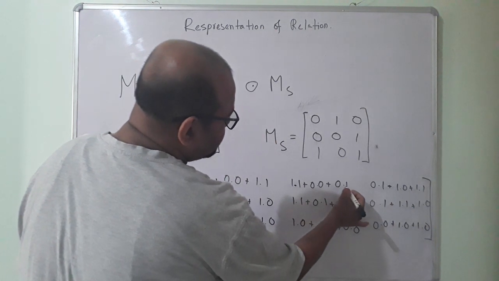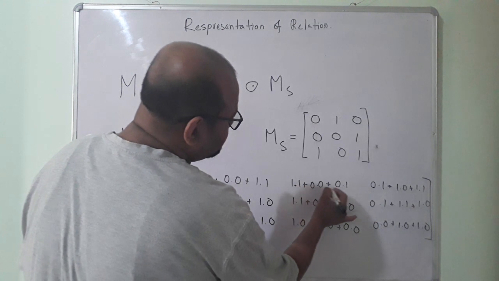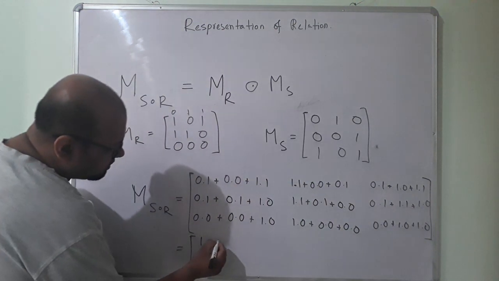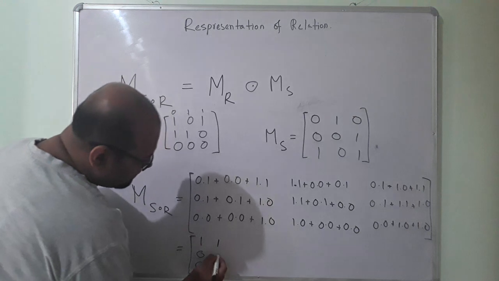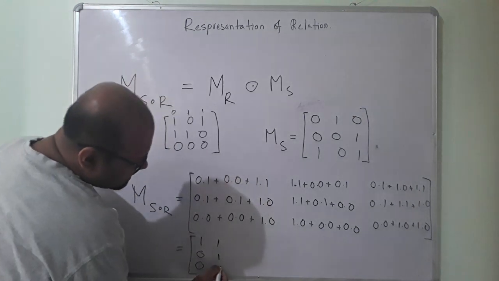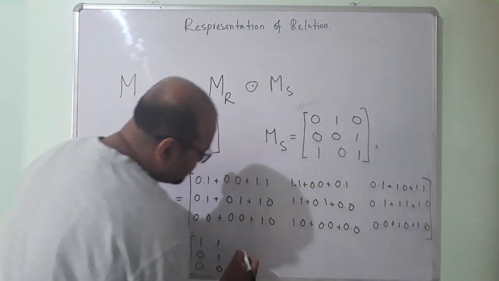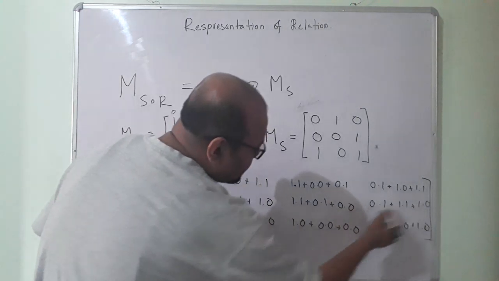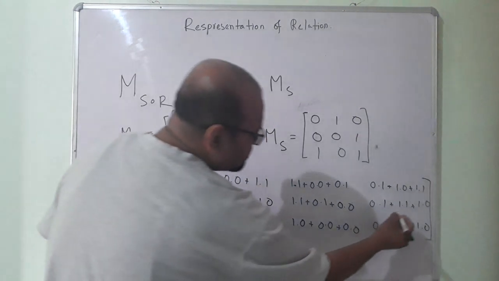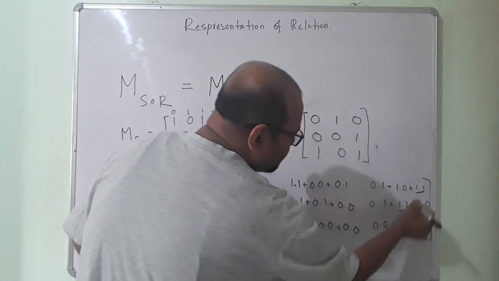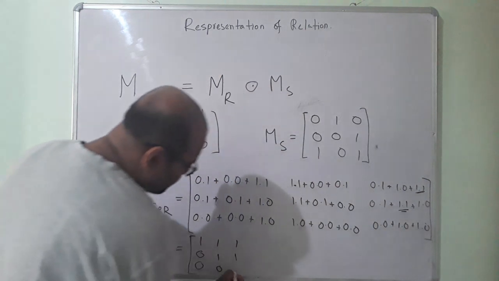0 and 1 is giving me 0. So 1 or 0 is giving me 1. Here also I will have a 1. Here I will have a 0. Alright. In that same way, here I will have a 1. Here I will have a 1. Because of this I will have a 1 over here. Because of this I will have a 1 over here. And here I will have a 0.